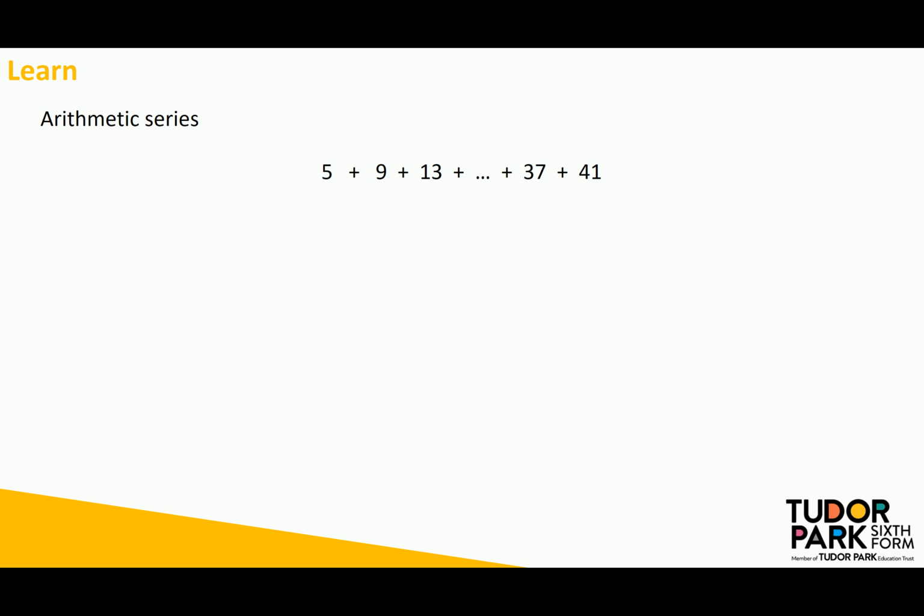Well, in this example, if I take this series and write it down the same but backwards, I've got 41 plus 37 plus 33, and so on, until I get 9 plus 5. Now if I add all of those things together, pairwise, I end up with 46 plus 46 plus 46 plus all the way through 46 and 46. How many lots of 46? Well, the same number of terms that I have in this series.